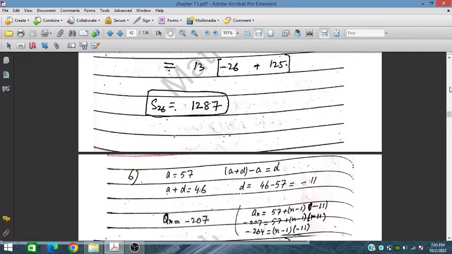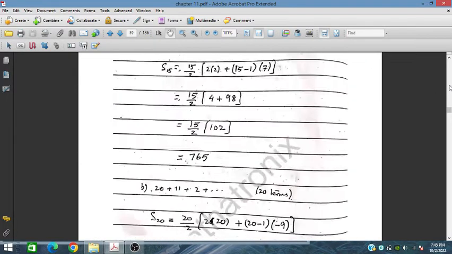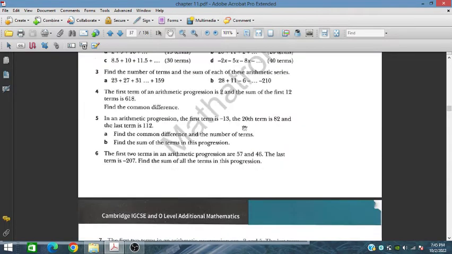For problem number 6, the first two terms in an arithmetic progression are 57 and 46. The first two terms, this is A and this is A plus D. The last term is this one. Find the sum of all the terms in this progression.